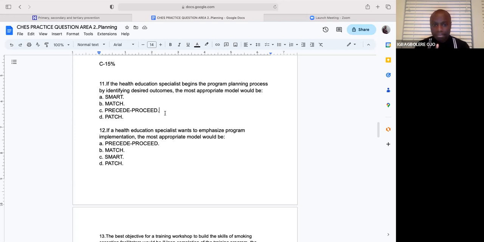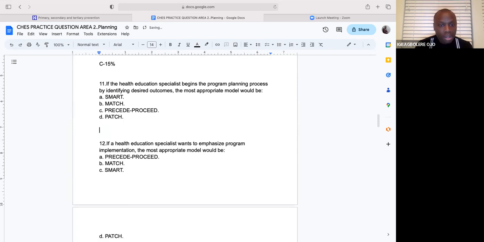Now, however, I'm just going to explain why match is not the best answer here, okay? Match is not the best answer here because match has only 5 steps. So in a match model, outcomes have been identified before doing match, okay? Match is not meant to identify outcomes, no. You should have identified your outcomes. You should have objectives already before using a match model. So that is what makes the match model not appropriate for this question, all right? Because you have to start by identifying desired outcomes. So you really have to go with the Precede and Proceed model.